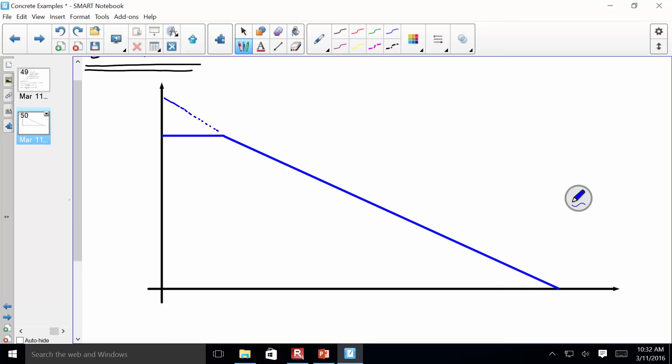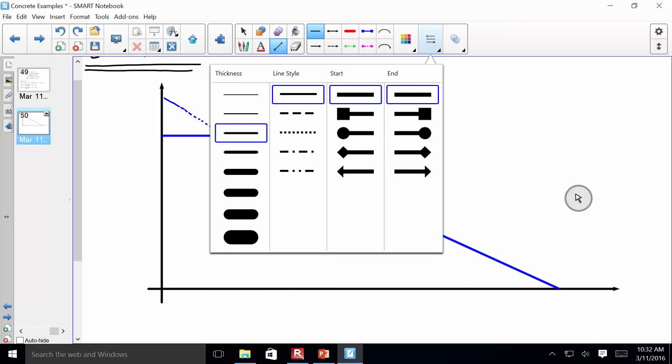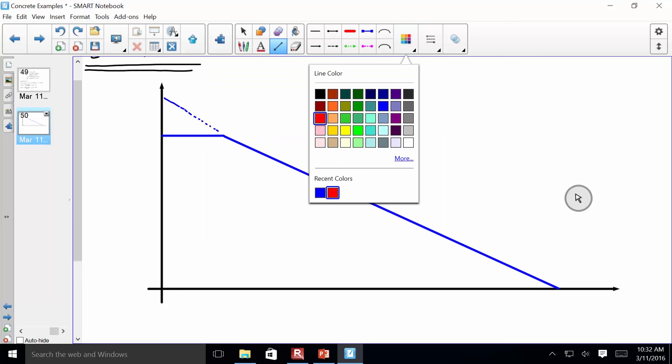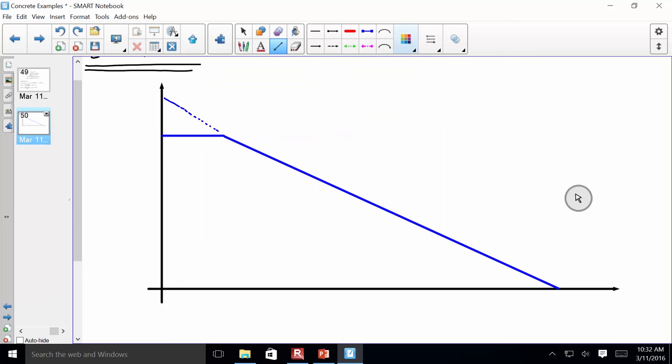Okay. Now, let me indicate a few values. Let's see. That red. I'm going to indicate this value right here. Actually, it's a little low. That value. And then that value. Okay. And then I think that's actually enough for me to start doing some work.